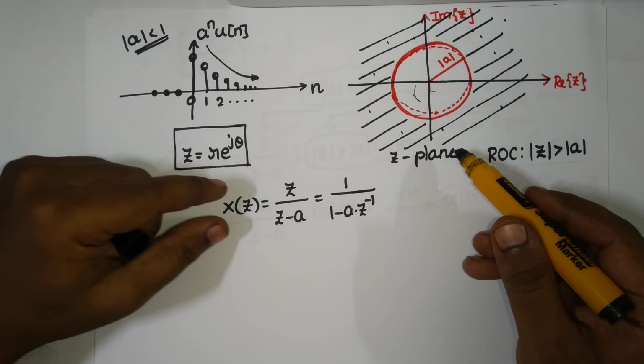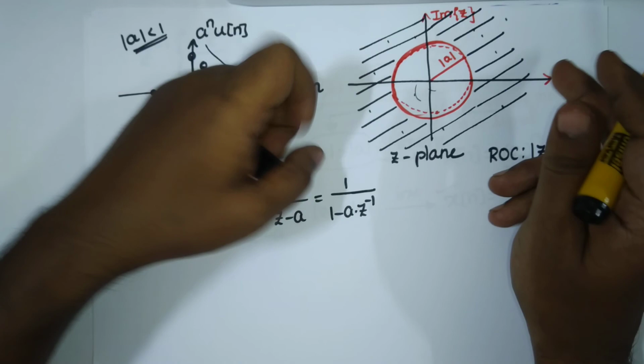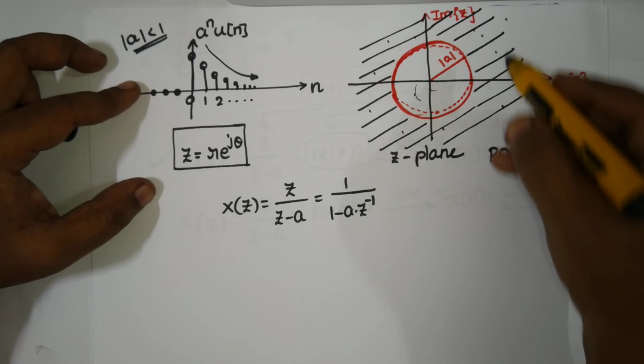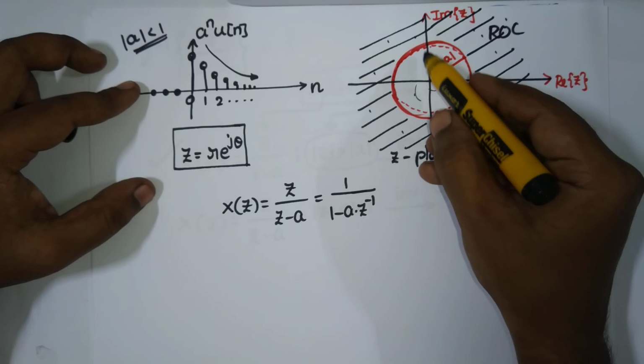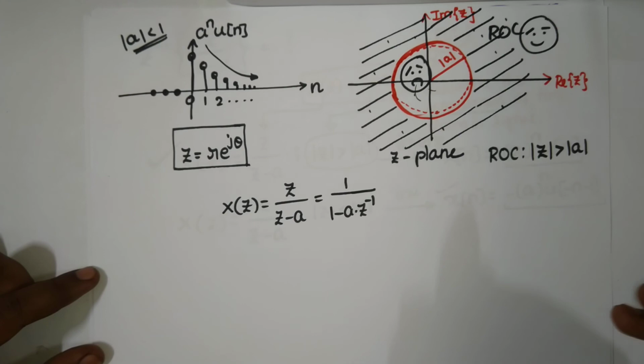Whenever you have a causal sequence, the ROC of this causal sequence will always be defined exterior of a circle with some radius, in this case a, or the pole, which is a. So x of z is well defined here, and I will write the ROC like this. Not inside. Inside it is undefined, and outside it is defined. That is for a causal sequence, an infinite duration causal sequence.